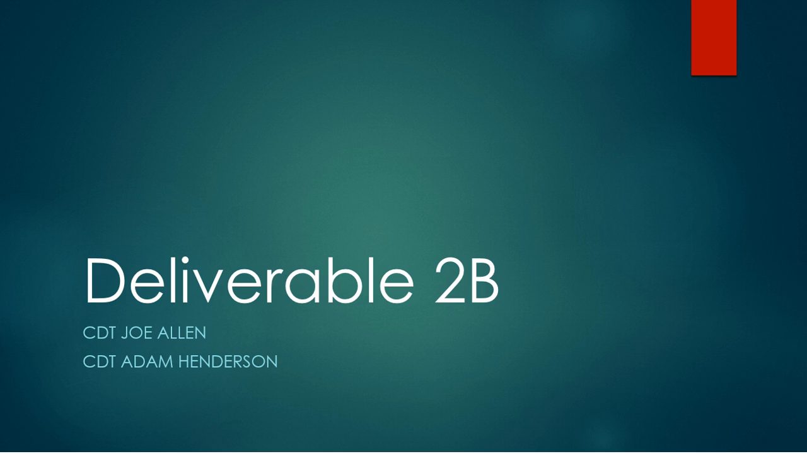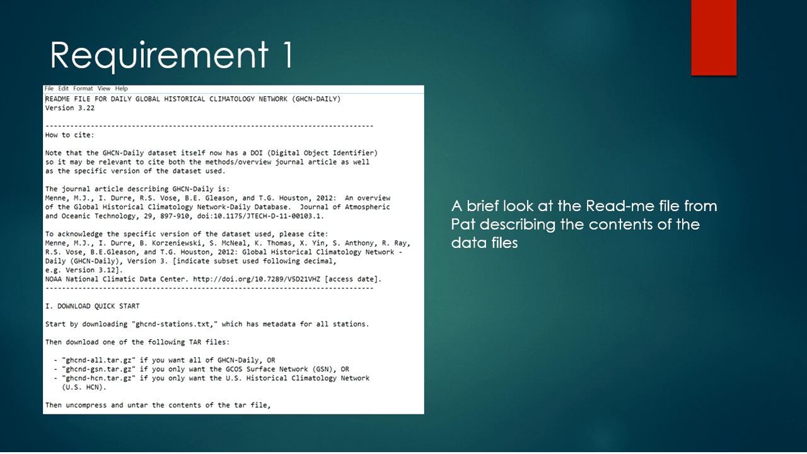Okay, so here's a look at Deliverable 2B by Cadet Joe Allen and Cadet Adam Henderson. So for requirement 1, all we had to do was take a look at the contents of the data file sent to us from Pat. And here's a brief look at the README file that tells us how to basically break down all the contents of the files.